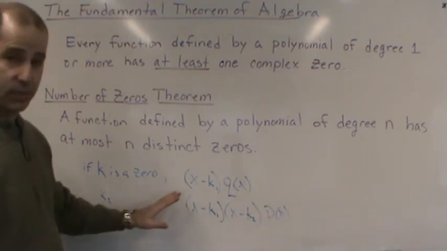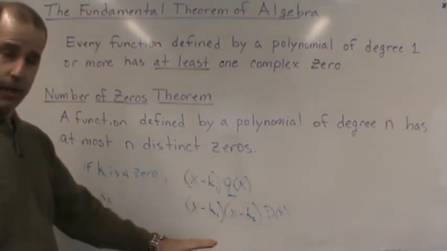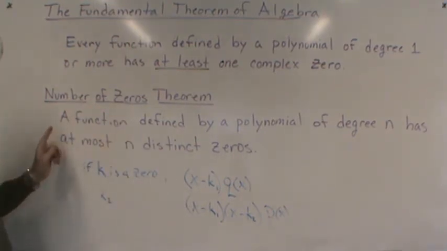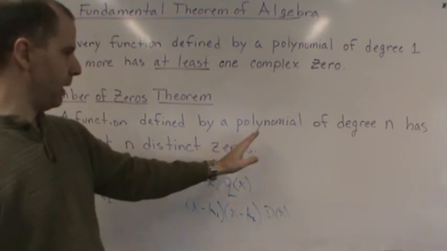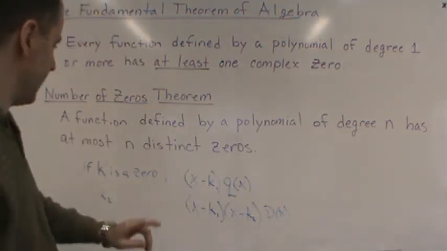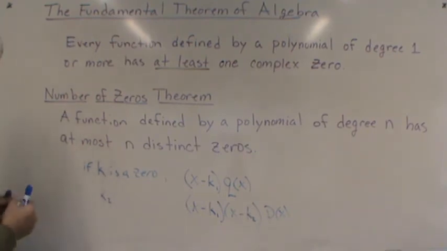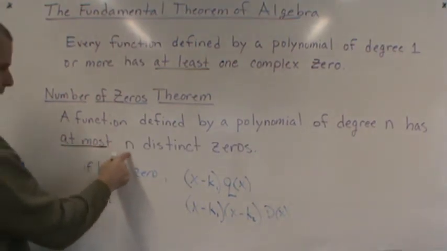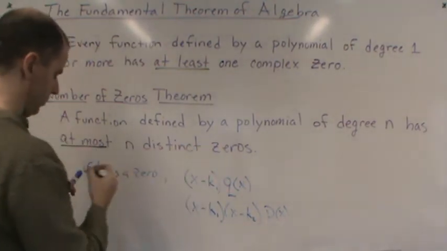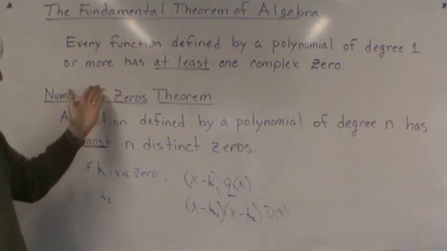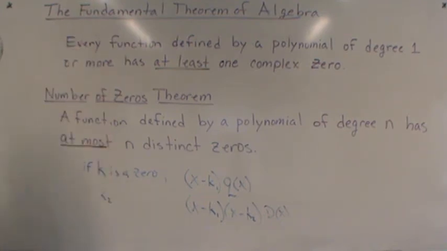This repeated process leads us to the second theorem, which is the number of zeros theorem. The number of zeros theorem says that a function defined by a polynomial of degree n has at most n distinct zeros. Okay? And those are the two theorems that we're going to use.